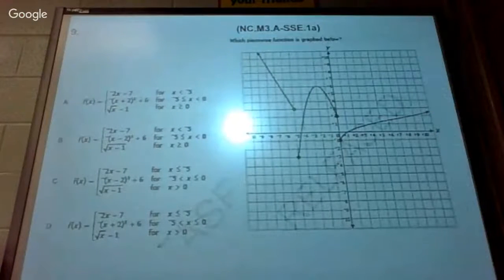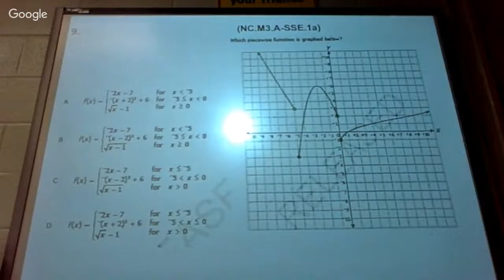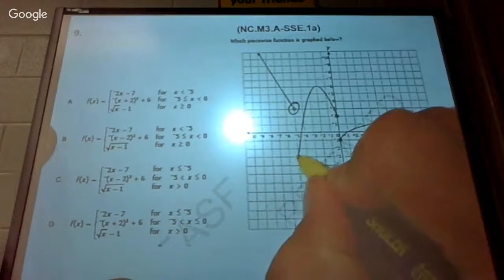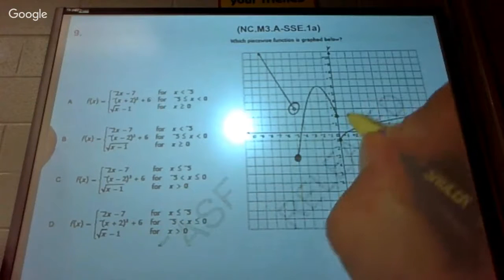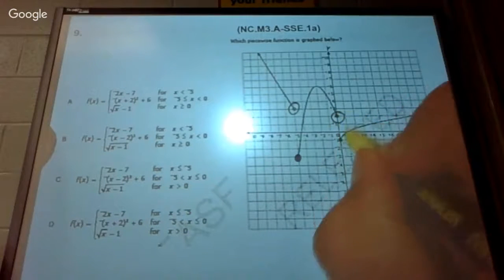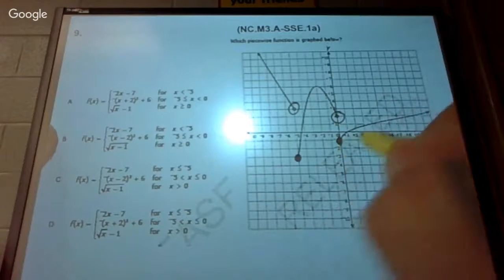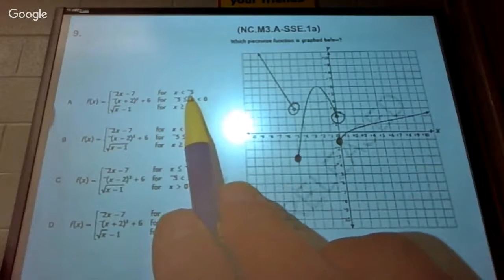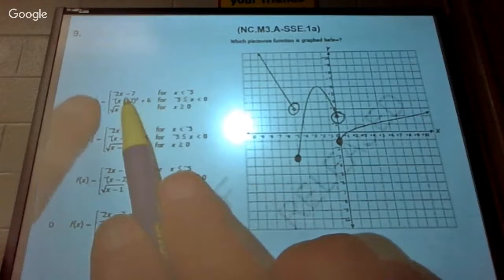Number 9. This here is an open circle, this is a closed circle, this looks like an open circle, and this looks like a closed circle. That's important for the whole question. This is what's called a piecewise function. We did this back in September. It's been a while. For any numbers less than -5, that's the formula.